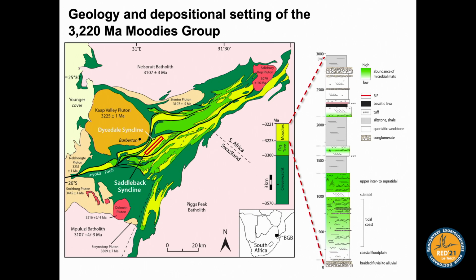So we're going to go to the 3.22 billion year old Moodies Group of the Barberton Greenstone Belt in South Africa. Here on this map, the little inset at the bottom right shows where we are in South Africa.